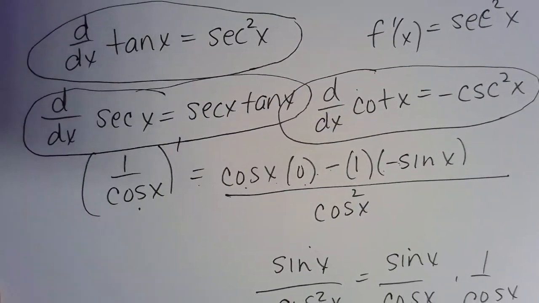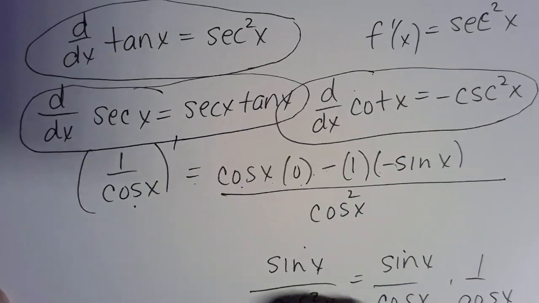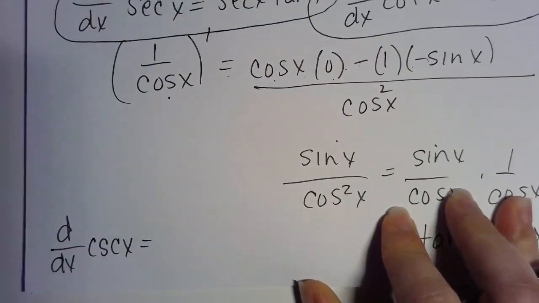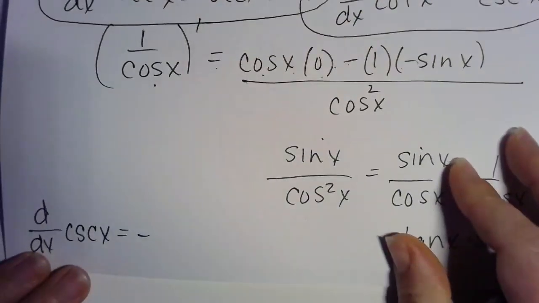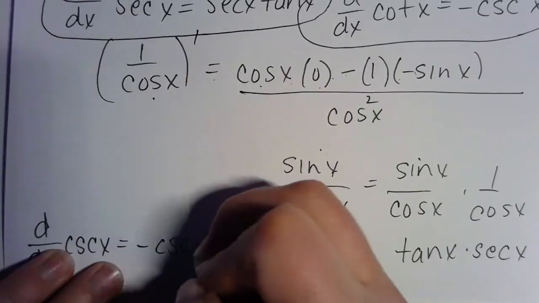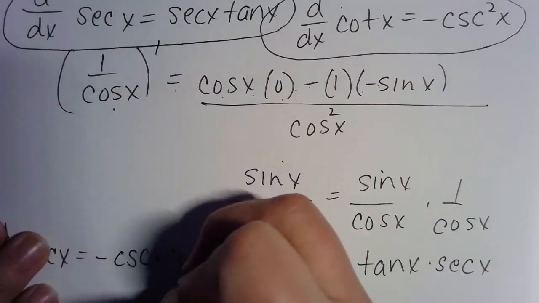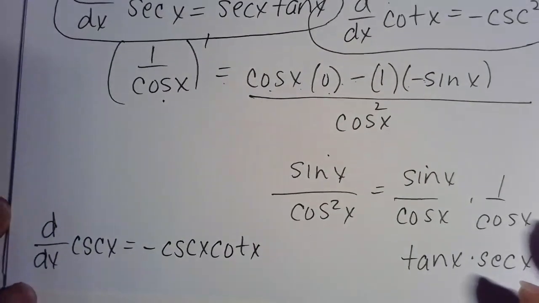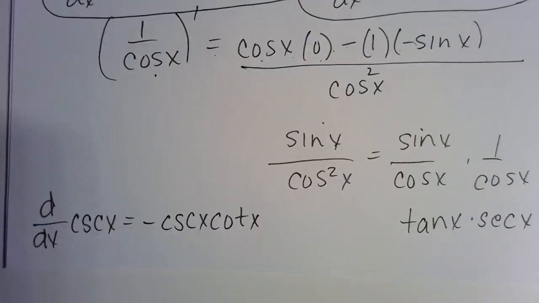Now I'm just going to give you the derivative of cosecant. So the derivative of cosecant of x is, again, anything that starts with a c is negative. So this one is secant, this one is negative cosecant of x, and this one is tangent, this one is cotangent of x. So they're similar, but slightly different. Okay, so there's some similarities there to help you remember them.